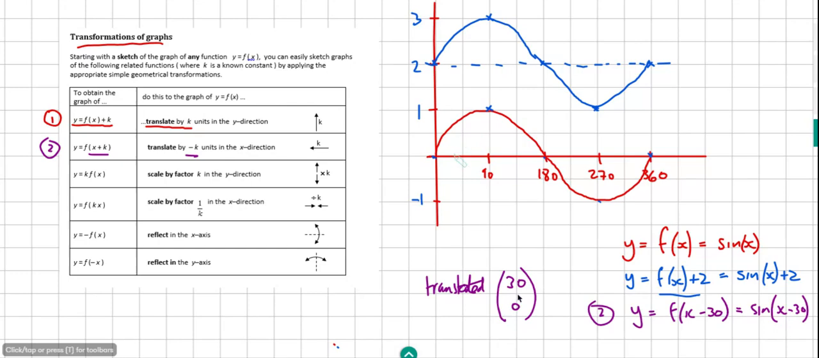So this point here would move by 30, so that would go to there. This point would now be 30 degrees. This point, which was at 90 as an x-coordinate, would move again by another 30, so that would actually be 120. This point, which is 180, we add 30 on, it's now going to be 210. This point, which was 270, is now going to be 300. And this point, which was 360, is now going to be 390. So it's going to look like this.